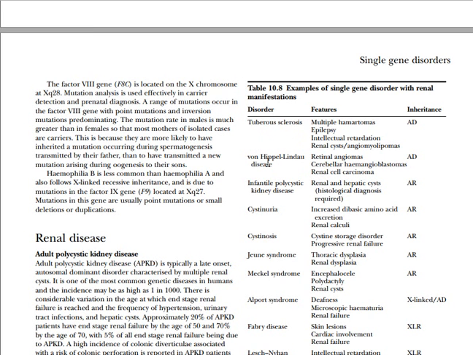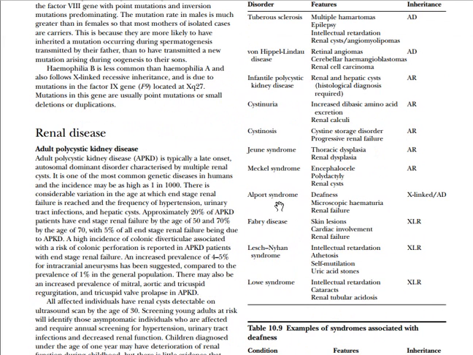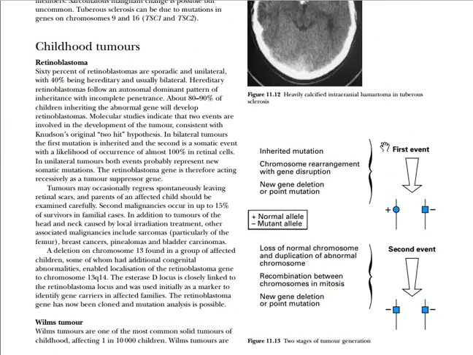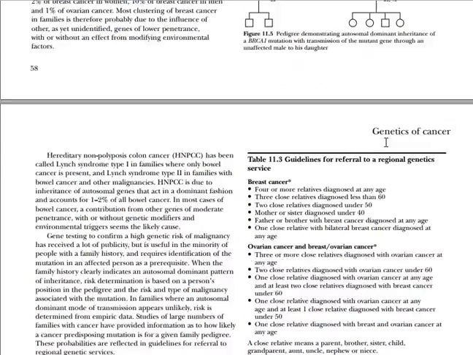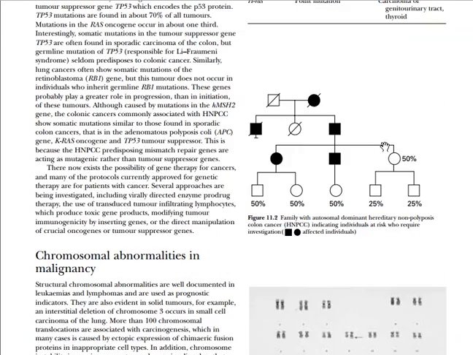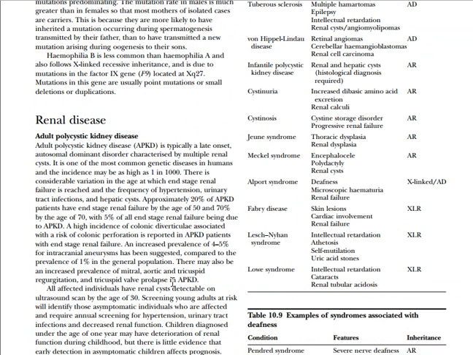We have von Hippel-Lindau disease, which is very common, and these are the features of von Hippel-Lindau disease: renal cell carcinoma in the kidney, retinal angioma, and renal and cerebral hemangioma. You have infantile polycystic kidney disease, cystinuria, cystinosis, Jeune syndrome, Meckel syndrome, Alport syndrome, Fabry's disease, Lesch-Nyhan, and Lowe syndrome. All these are the inheritance patterns. Here we are going to speak about the adult polycystic kidney disease.